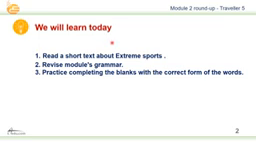What we will learn today, as you can see, we have three different things. Number one, read a short text about extreme sports. Number two, revise module grammar, and number three, practice completing the blanks with the correct form of the words. This is going to be a round up lesson, reading a short text about extreme sports, revising the module's grammar, and practicing completing the blanks with the correct form of the words.